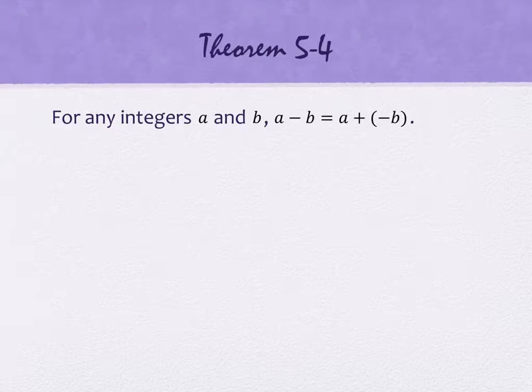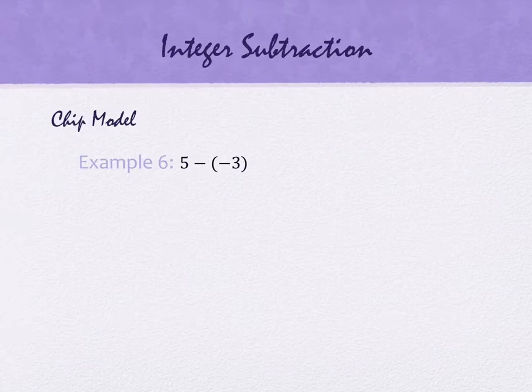Now, that's really good, but that actually lends itself to a couple of differences in how we think about our models. So let's take a look. We're going to do a subtraction model where this is 5 minus negative 3.